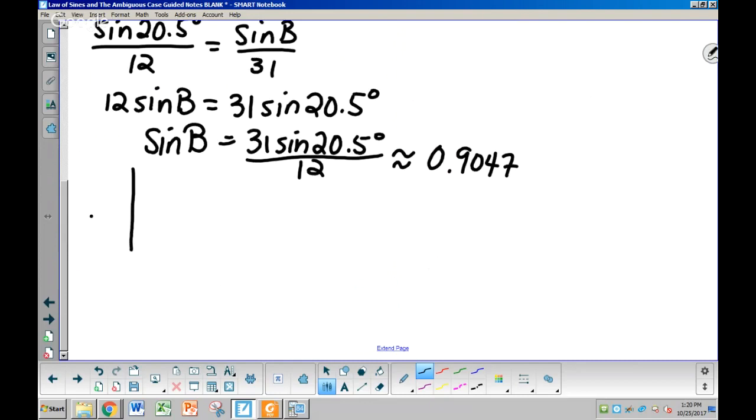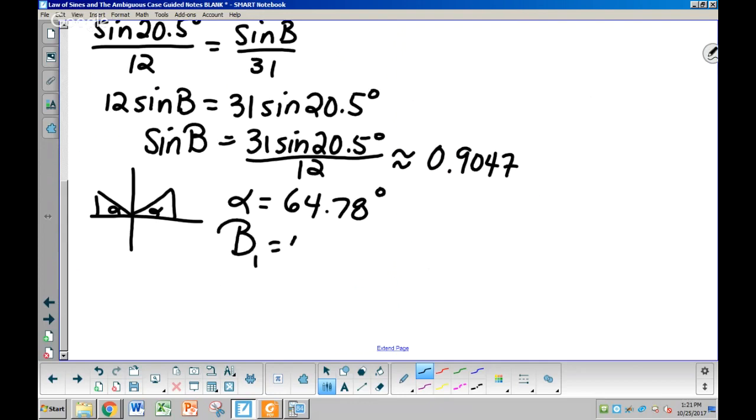So, what quadrants? 1 and 2. Got to find out what alpha is. Alpha here is the inverse sine of 0.90, blah, blah, blah. 64.78 degrees. So, B1 is going to be 64.78 degrees. What's the other possibility? 115.22. Now, does that work with the 20.5, both of those cases?